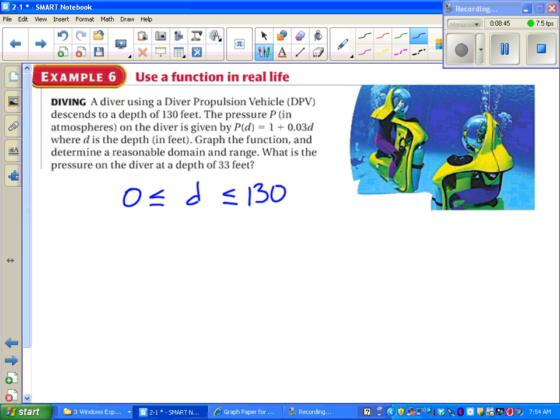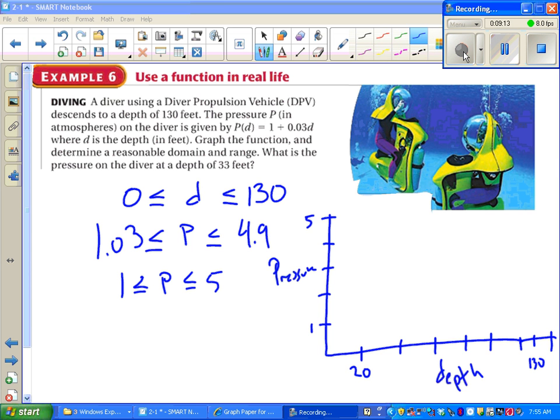To figure out our good range for our pressure, we can just plug those numbers in. Plug 0 into our equation, and we get 1.03. Plug in 130 and we get 4.9. Those might be hard numbers to put on our graph, so it might make more sense to do something like this. And we can draw a graph that uses that scale. This also gives us a couple of points we can plot.